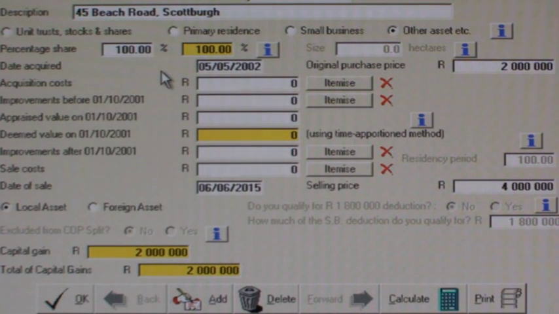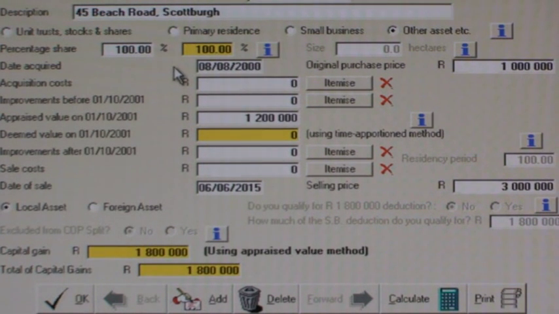Now what if we bought this asset for 1 million rand before capital gains tax was introduced on 1st of October 2001 and sold it for 3 million, giving us a profit of 2 million rand. Remember that only the portion of the profit which applies to the period after 1st of October 2001 is subject to capital gains tax.